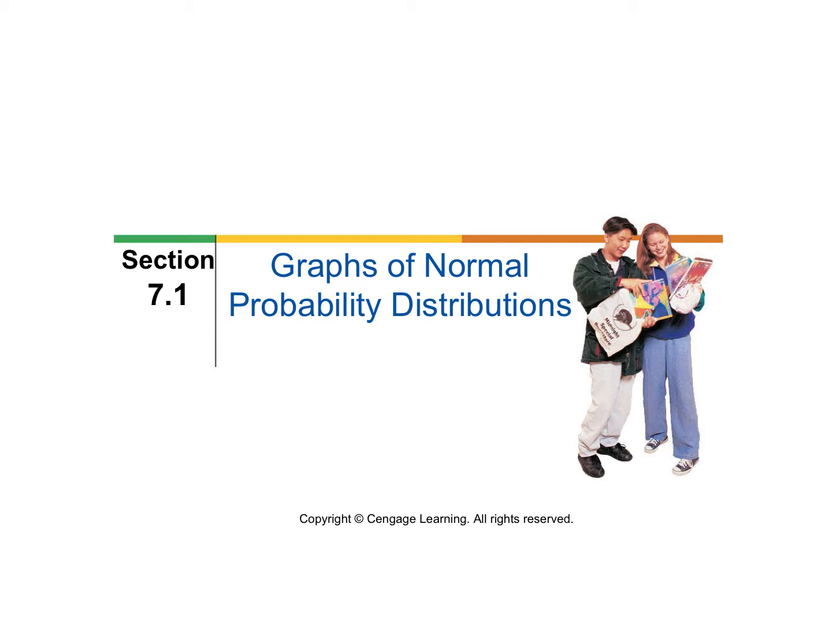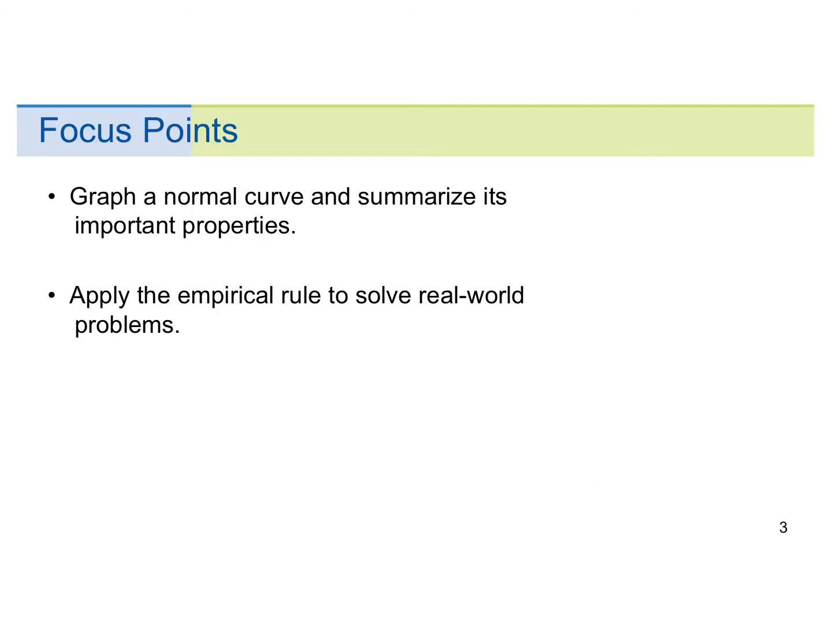All right, guys, that is chapter 7.1. You're going to need to know number 1, you're going to be able to graph a normal curve and summarize its important properties. Basically, it's addition and subtraction. Second thing is you're going to apply the empirical rule to solve real-world problems. The empirical rule is basically 3 percentages that you're going to have to remember and memorize, and then apply them to different problems.